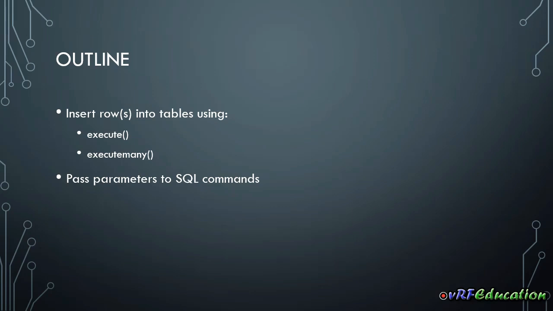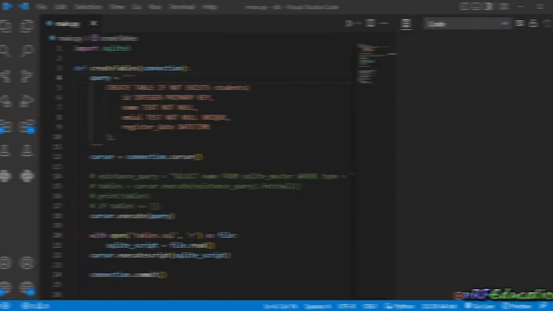For this purpose, we have two different ways. We can insert rows one by one, or we can insert all the rows at the same time using the executemany method. And we're also going to learn how to pass our data as parameters for our SQL commands. It's the preferred way when we want to insert data inside tables. Okay, let's go to VS Code and see how we can insert rows or tuples inside a table.